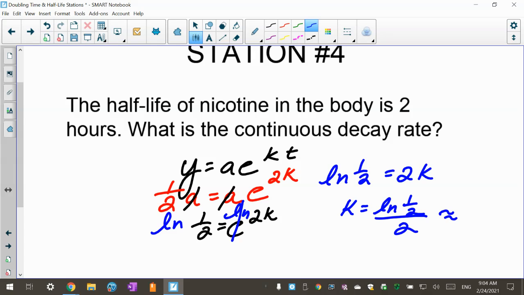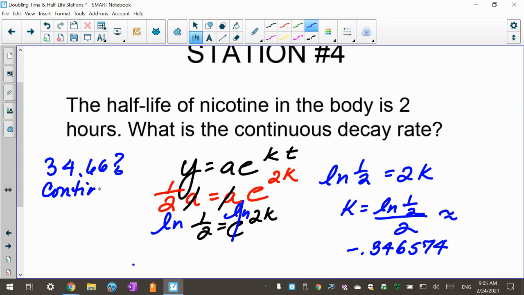And remember, if it's decaying, this K should be negative, right? If they're asking for that. Oops, just dropped my pen. So make sure that when you put this in your calculator, you don't just do it and not know that ahead of time, because I do know that this is going to be negative. I picked up my pen. Negative 0.346574. So what is this continuous decay rate? It is 34.66% continuous decay rate.